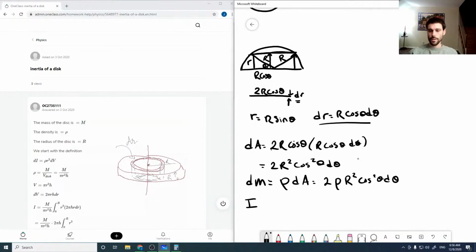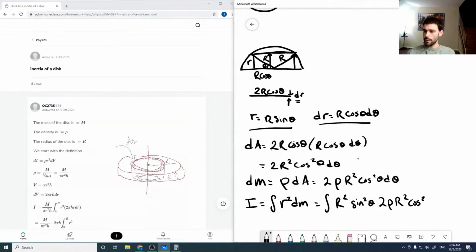And now our moment of inertia is the integral of r squared dm. We're going to use this definition of r, so the integral of r squared sine squared theta times our dm, which is 2 rho r squared cos squared theta d theta. And we're going to integrate from 0 to pi over 2, because I already included both sides of the semicircle here. So we just need to go up to pi over 2, so just a quarter of the circle, and that encompasses both sides of the half.